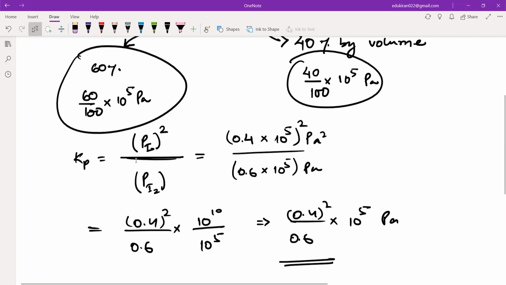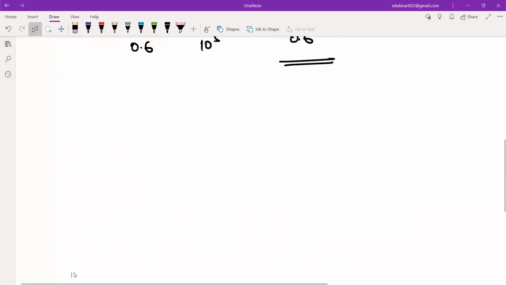So in the last lecture, we ended up with the application of equilibrium constant, and we did the first application, that is predicting the extent of reaction. Now the second application is predicting the direction of reaction. How are we going to predict that?